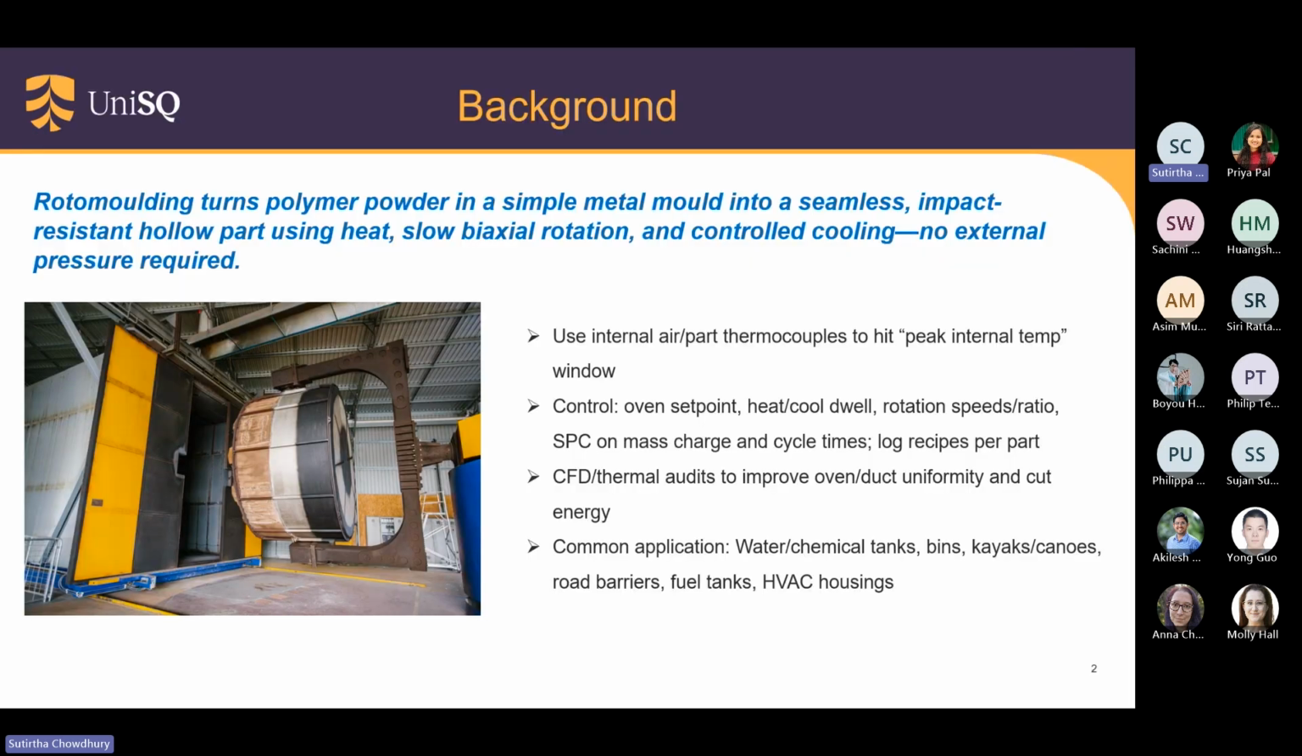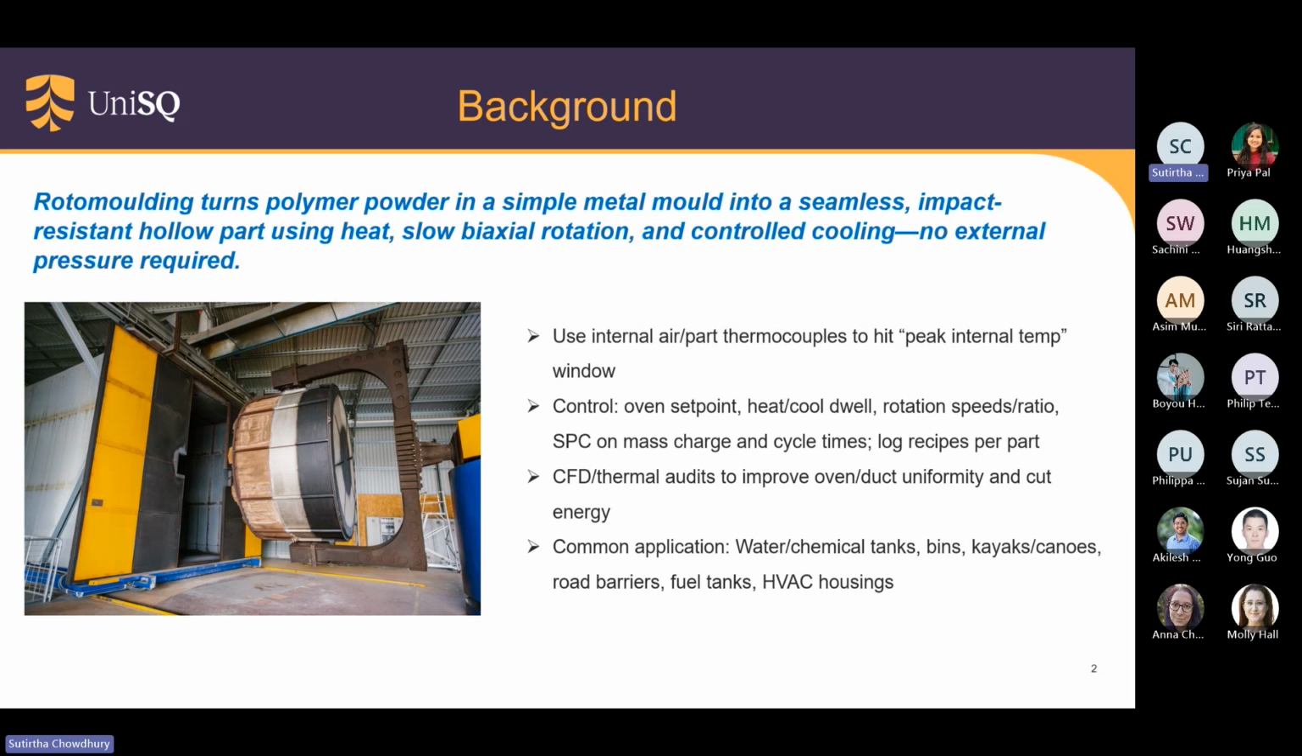So let us start with the background first. What is rotational molding? Rotational molding is a process which turns polyethylene powder in a simple metal mold into a seamless, impact resistant hollow part using heat, slow biaxial rotation, and controlled cooling. There is no external pressure required for this. In this process, we generally use internal air thermocouples to reach the peak internal temperature window.